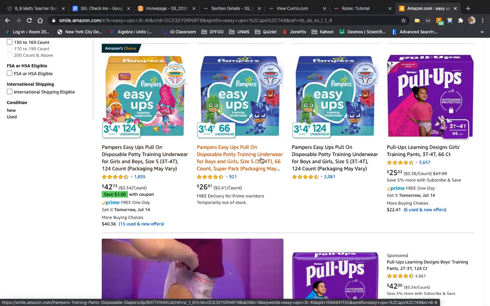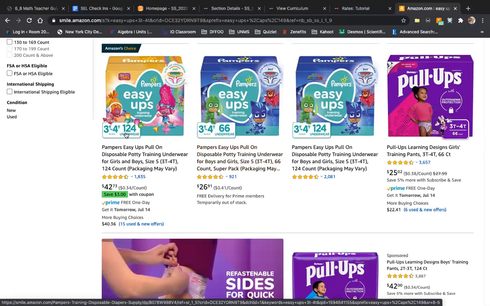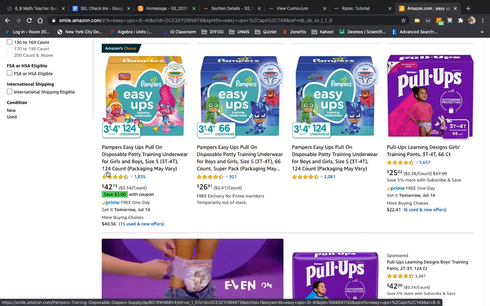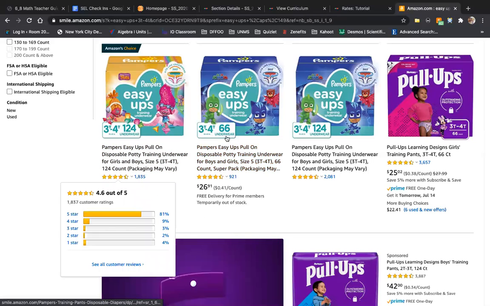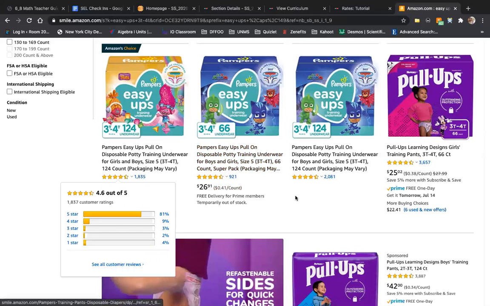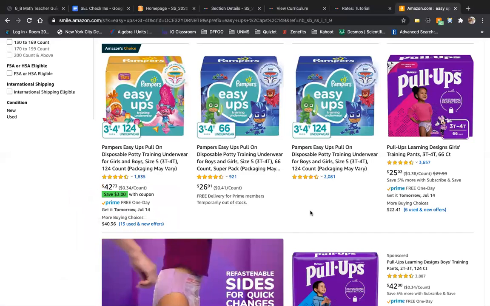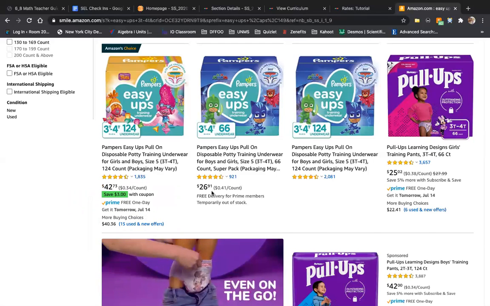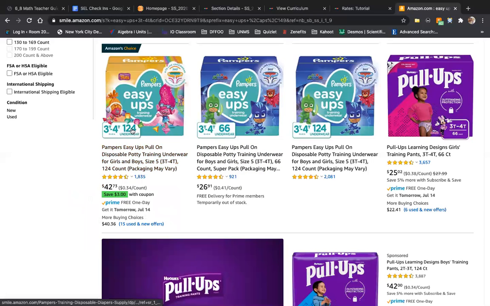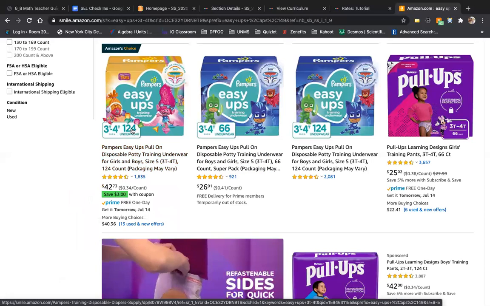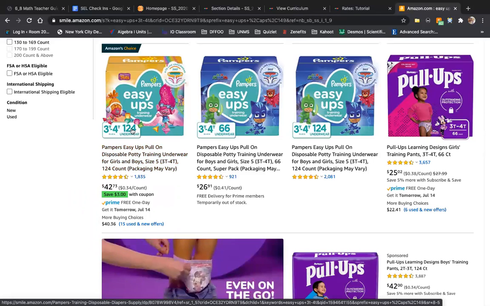So I can see some information here. Okay, this one here is 124 diapers, costs $42.73. This one over here is 66 diapers, and it costs $26.91. So I might say, okay, this one is cheaper, and it comes with fewer diapers. This one is more expensive. It comes with more diapers, right? But which one here is actually the better deal? Math is actually going to help you out here.